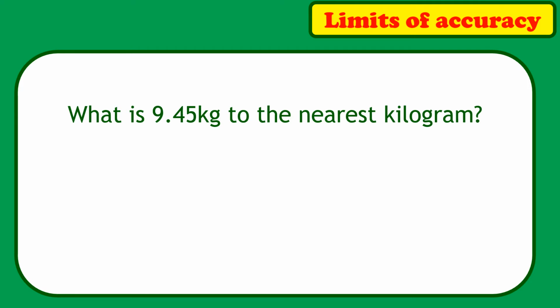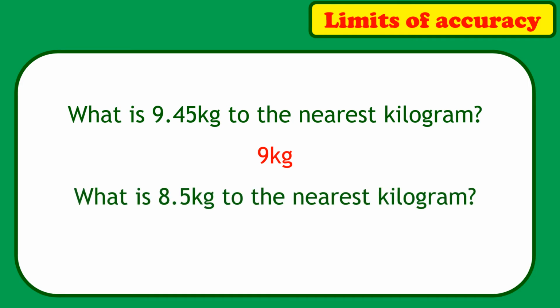If we are asked to round 9.45 kilograms to the nearest kilogram, then we would get 9 kilograms. We'd look at the 4 to the right of the whole number, and because it's less than 5, we'd stick at 9. What if we rounded 8.5 kilograms to the nearest kilogram? Again, we'd look at the number to the right of the whole number, and this time it's 5, so we'd round it up. So both of those numbers round to 9 kilograms to the nearest kilogram.